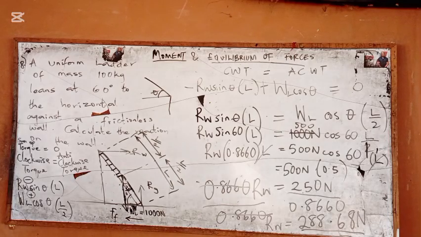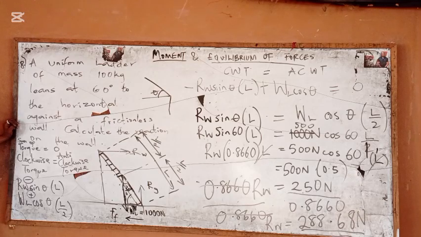A uniform ladder of mass 70 kg leans at 30 degrees to the horizontal.